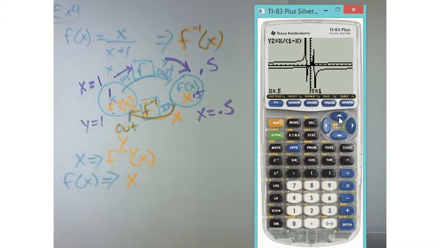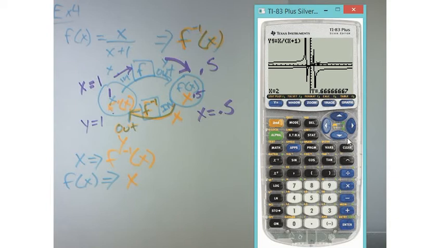Let's go to the original function. This is my original function. Pick a small number. We'll plug it in. So when x equals 2, I get a funky y value, which is actually 2/3, right? That makes sense. So it's 0.666 repeating.